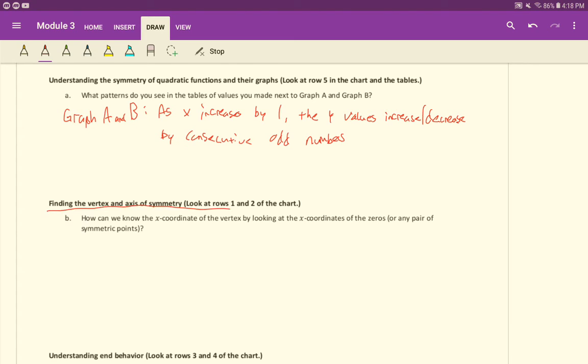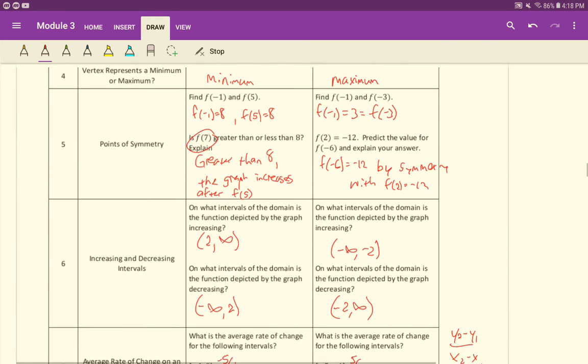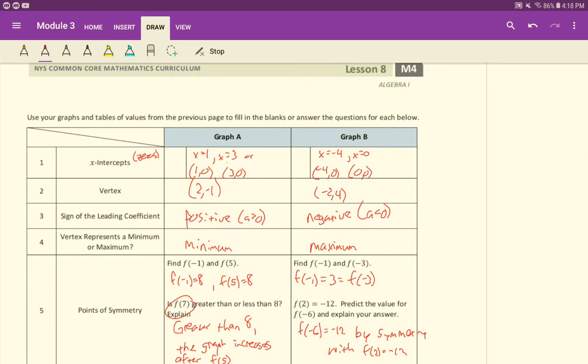Finding the vertex and axis of symmetry. So something else we can use here. How can we know the x-coordinate of the vertex by looking at the x-coordinates of the zeros? So let's take a look here. Okay, here are the x-coordinates for the zeros, 1 and 3. There's the x-coordinate for the vertex, 2. Here are the x-coordinates for the zeros for graph B, -4 and 0. There's the x-coordinate for the vertex, -2.